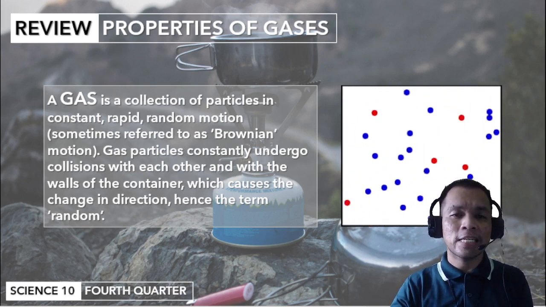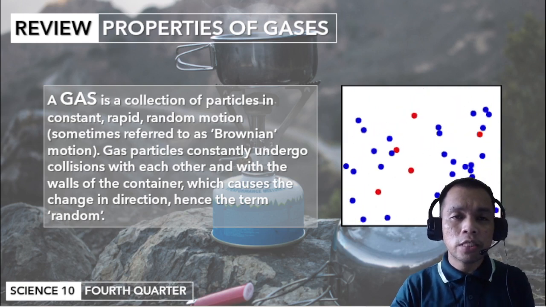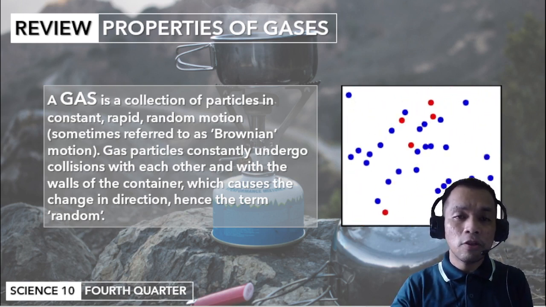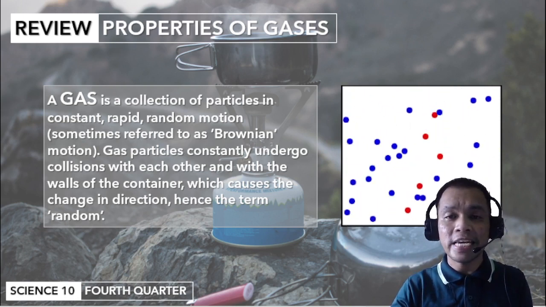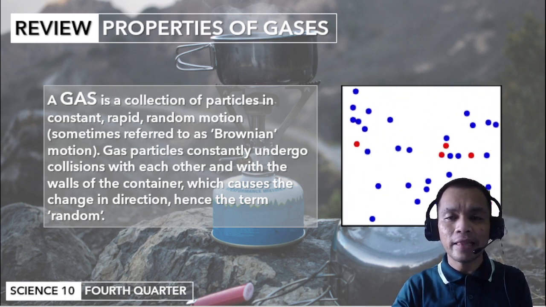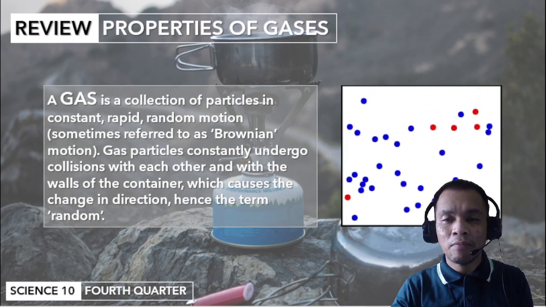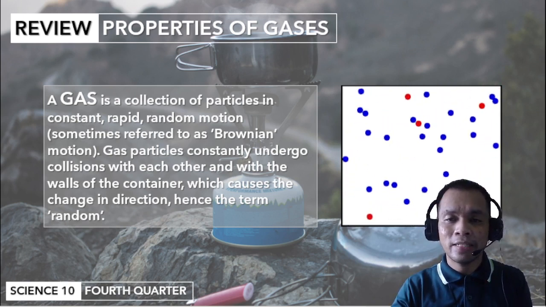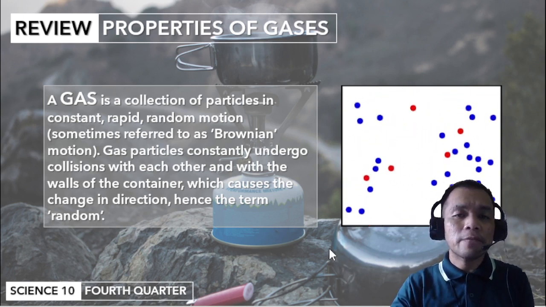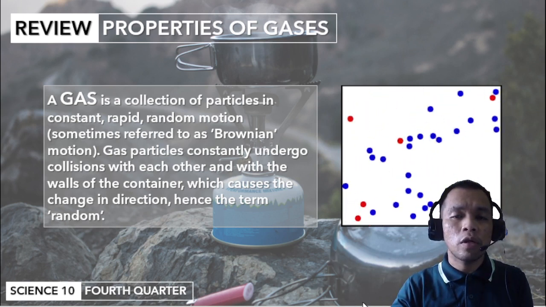Of course, a gas is a collection of particles in constant, rapid, random motion, which is sometimes referred to as Brownian motion. As you can see in the image on the right, the molecules of a gas are rapidly moving inside the container. So gas particles constantly undergo collisions.